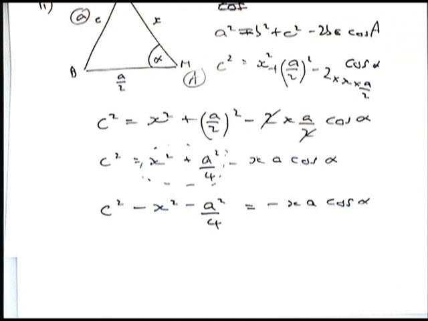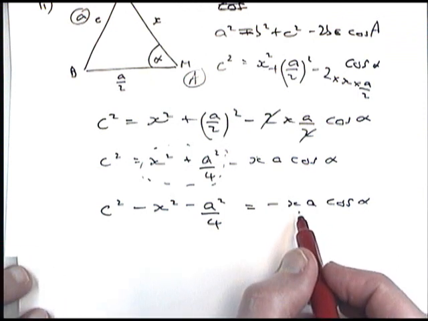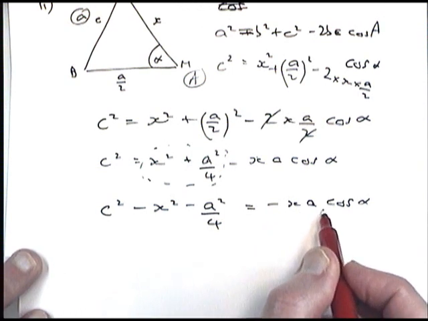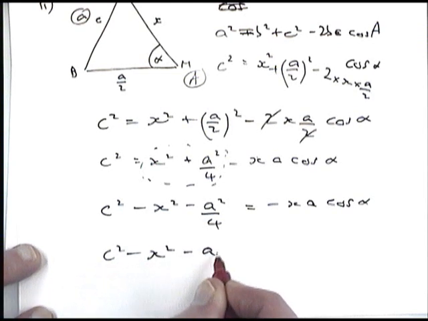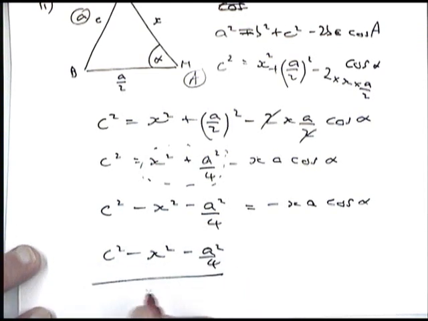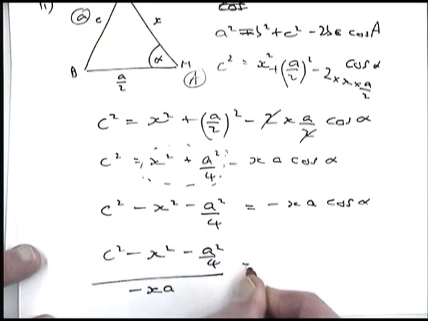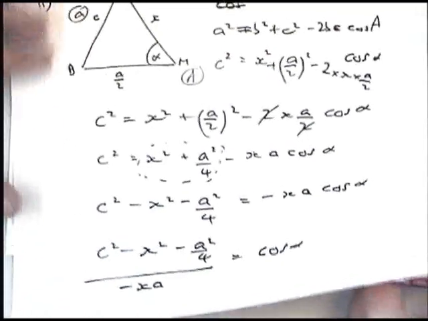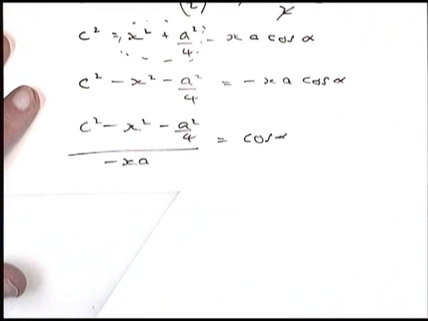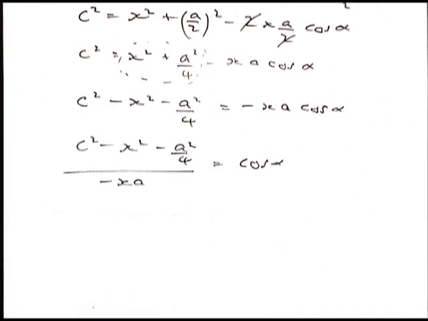Next, I want to get the cos alpha on its own, so I need to divide by the xa. Now multiplying over here, so I'm going to get c squared minus x squared minus a squared over 4 divided by negative xa equals cos alpha. And we're nearly at the point we are in the question. They've got things written slightly differently.